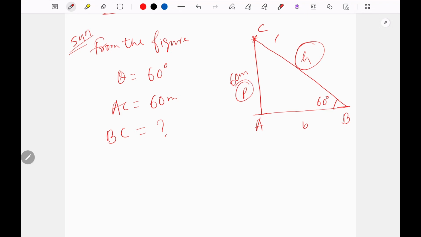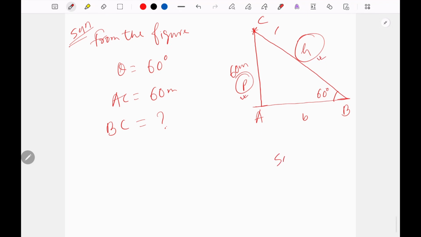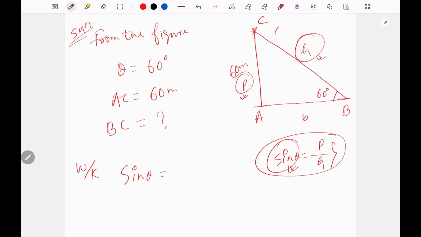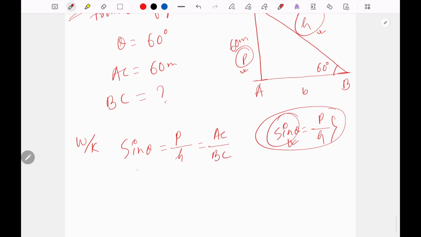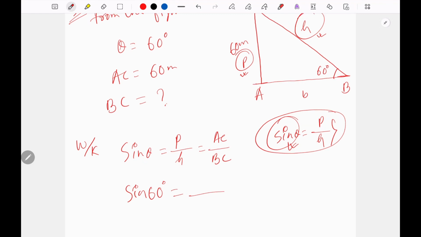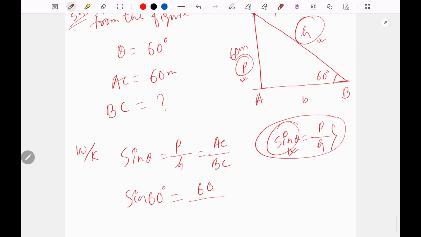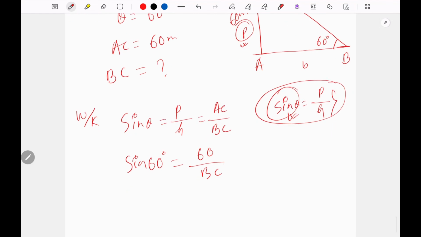Then we have to think about the relation between the sides P and H. We know sine of angle theta is P by H. So P and H are related by the ratio sine theta. So we can write sine theta equals P by H, where P is AC and H is BC. Here theta is 60 degree, AC equals 60 meter, and we need to find the value of BC.